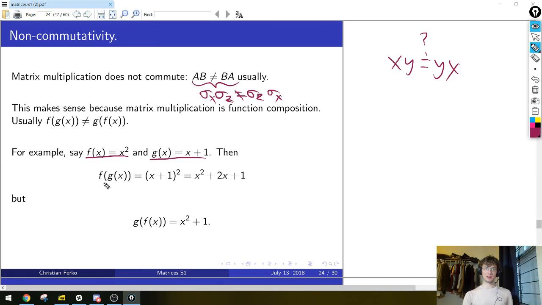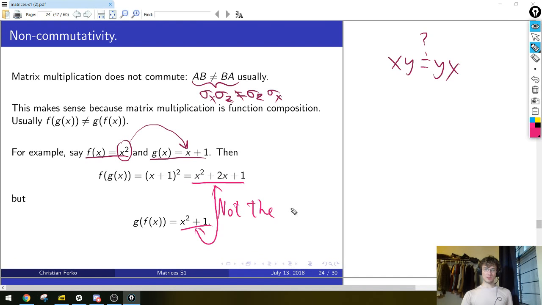f of g of x means to take the function g of x, which is x plus 1, and plug that in everywhere we see an x in f of x, which gives us (x plus 1) squared, which is x squared plus 2x plus 1. But if we go in the other order, g of f of x, that just means take f of x, which is x squared, and plug that in everywhere you see an x in g of x, which gives you x squared plus 1. And obviously, x squared plus 2x plus 1 is not the same as x squared plus 1.